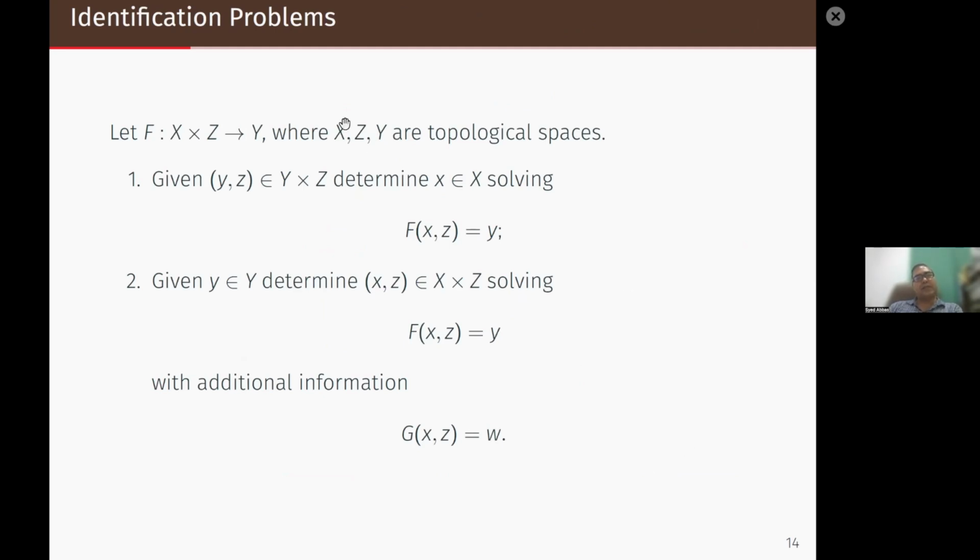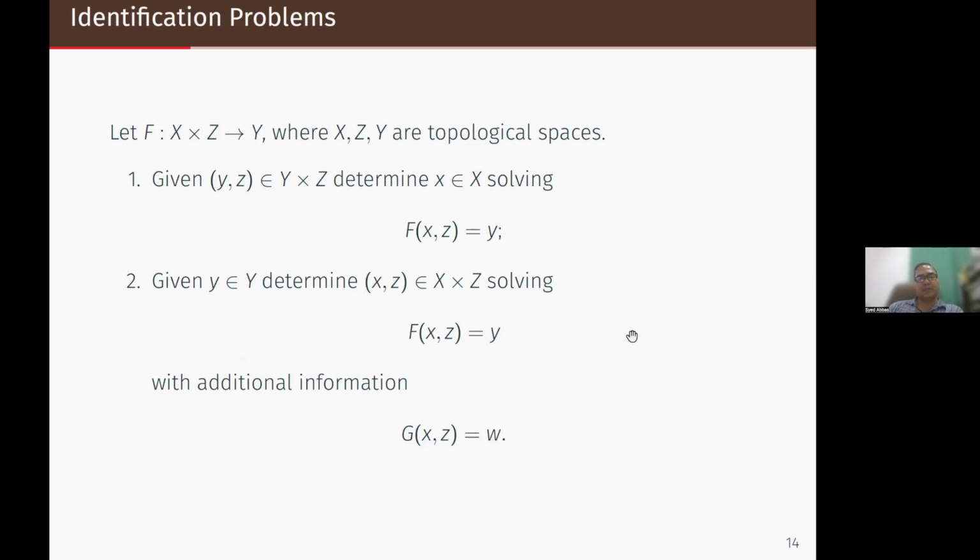Now, let us define the identification problem, which is: suppose we have a function from X cross Z to Y, where X, Z, Y are topological spaces. So these are some problems which are considered identification problems. So given (y, z), this pair in Y cross Z, we want to determine x solving this relation. And we can also pose the problem as: given y in Y, we want to determine (x, z) from X cross Z, solving this with additional information that g of (x, z) is equal to omega.